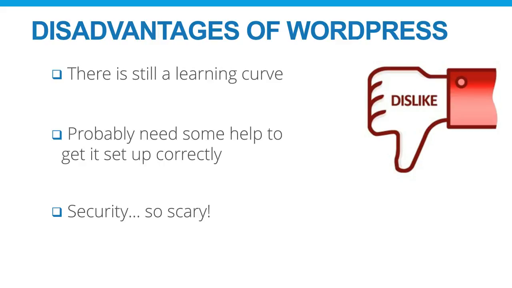Another disadvantage is you probably do need some help to get this set up correctly. Something like a Weebly or a Squarespace, you could probably set up a pretty good website all by yourself. You don't need any help from anybody. You pay your $25 a month and you kind of go about your business. I think you're going to lose some functionality there. You're not going to be able to do as much as you could with WordPress. But if you really want WordPress set up correctly, doing it all yourself can be a little challenging if you don't have the time to do it.